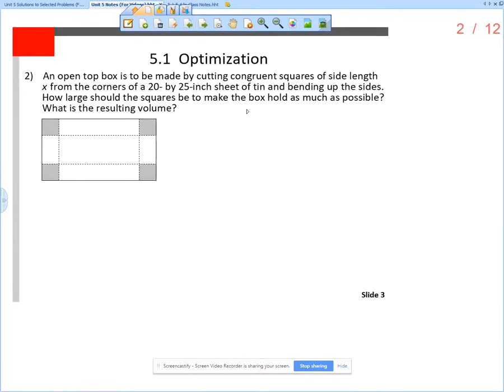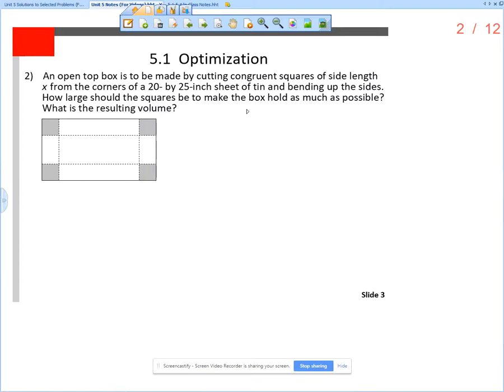All right, how about slide number 3? It says an open top box is to be made by cutting congruent squares of side length x from the corners of a 20 by 25 inch sheet of tin and bending up the sides. How large should the squares be to make the box hold as much as possible?